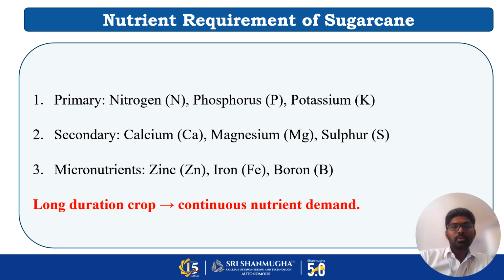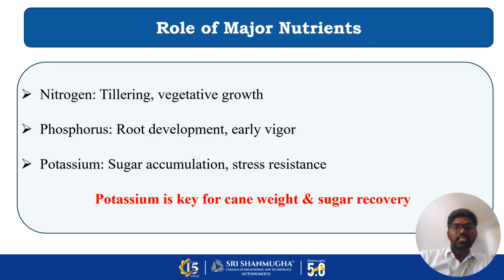The nutrient requirement of sugarcane: it requires the primary nutrients nitrogen, phosphorus, potassium; secondary nutrients calcium, magnesium, sulfur; and micronutrients zinc, iron and boron. These are the nutrients required by the crop for proper growth and development. Because it's a long duration crop, the nutrient demand is continuous for a longer duration. The role of major nutrients in crop growth and development.